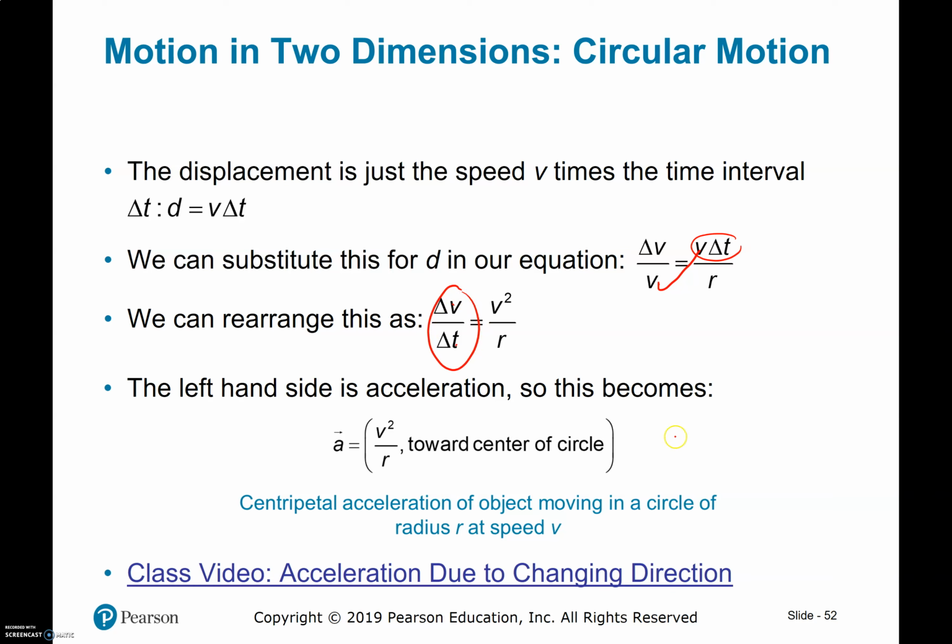So here we get an equation for the centripetal acceleration, v squared over r. R is the radius, v is the velocity, and it always points towards the center of the circle.